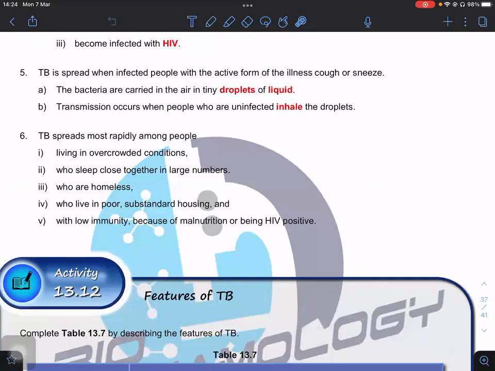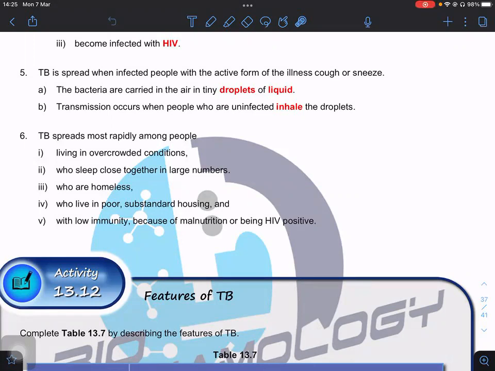Are you clear? By whom? By these illegal immigrants sometimes. In Malaysia, all of us actually receive BCG, the BCG vaccine. All of us receive it. Are you clear?